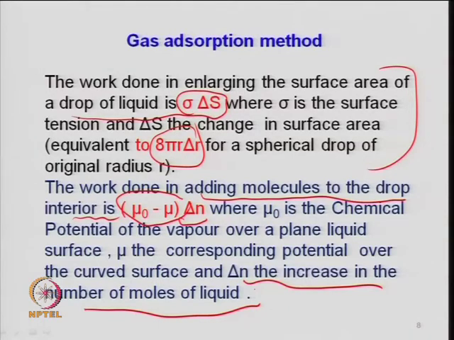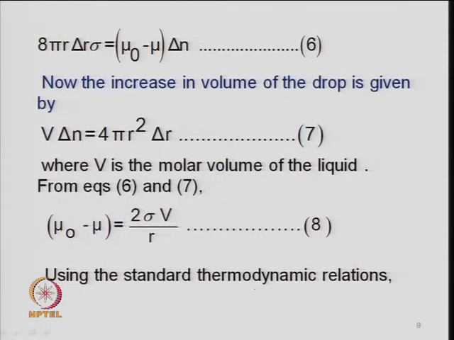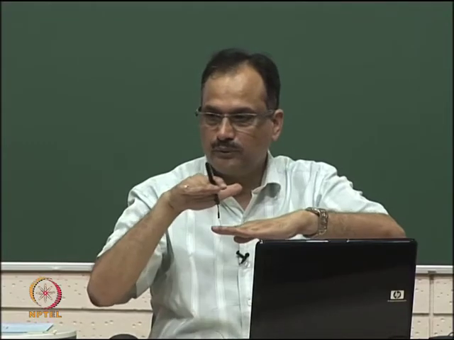So, that is nothing but related to the thermodynamics, that is, the change in the chemical potential. This equation is written here: 8 pi r delta r into sigma, which is the work done to create a surface or a drop, or to change its size, is equal to the change in the chemical potential multiplied by delta n. Because when it is a plane surface and then some molecules are added, the size or shape will change, giving a curved surface.